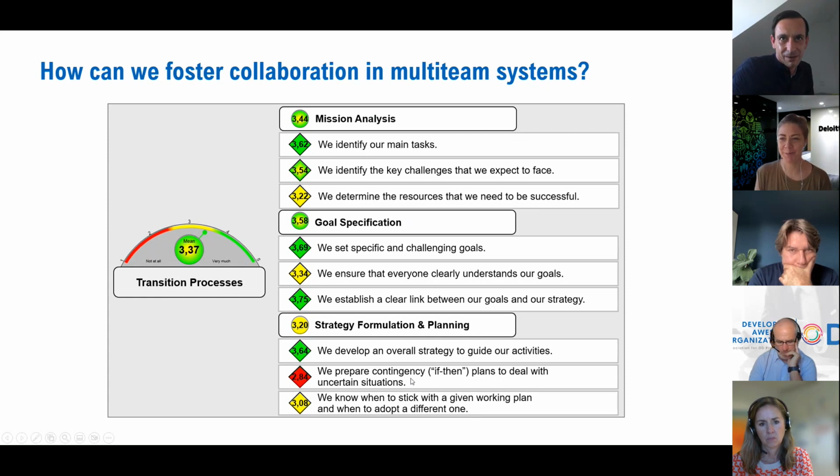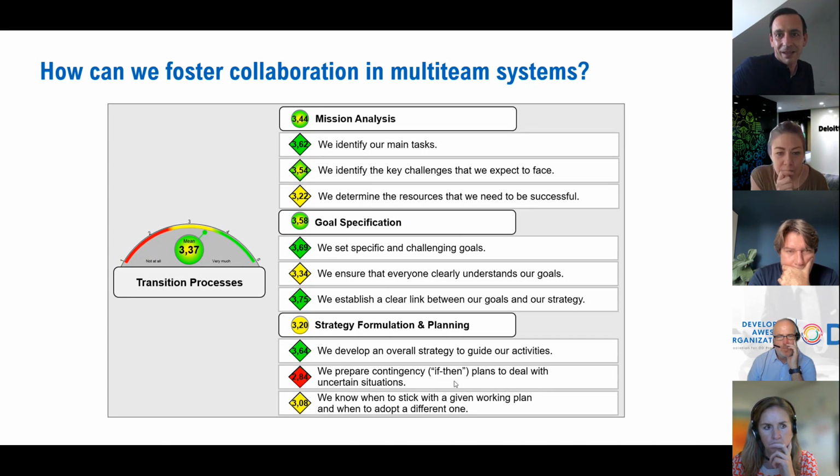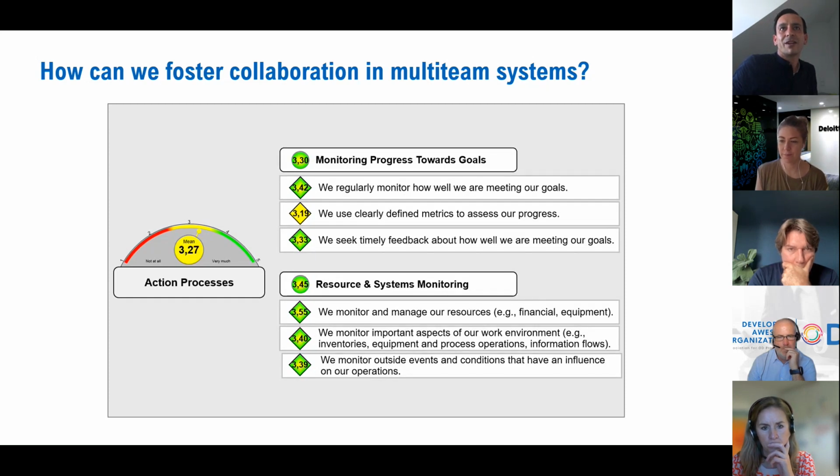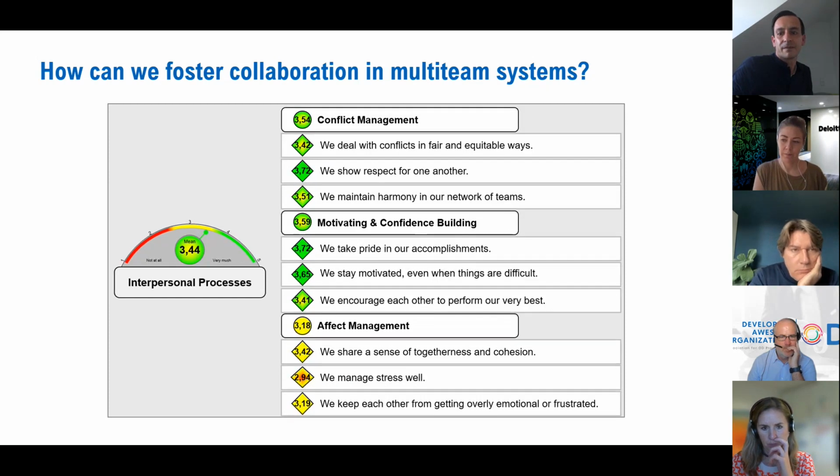And you see, what is the regular pattern? People only think in one plan that they initially developed, and they don't think in contingency plans. What happens if the first plan that we developed did not work out? And this is something I really recommend to many teams. Think of alternative paths to your goal. Monitoring systems and resources, not only financial, equipment, but also inventories, process operation, and information flows.